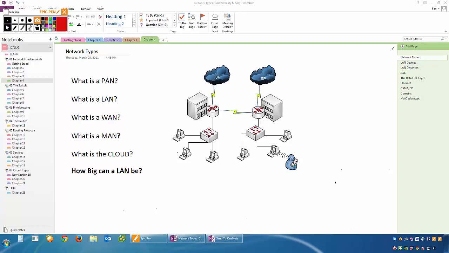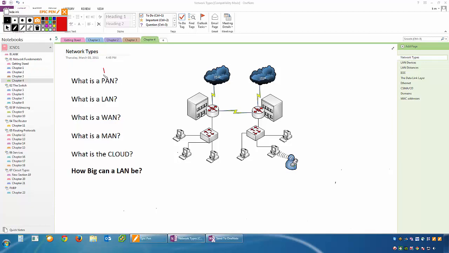So, network types. Network types is kind of a broad subject. It can mean many things. But in our world, what we're going to discuss is some different terminologies that we would use on a regular basis. The first one we're going to start off with is PAN.